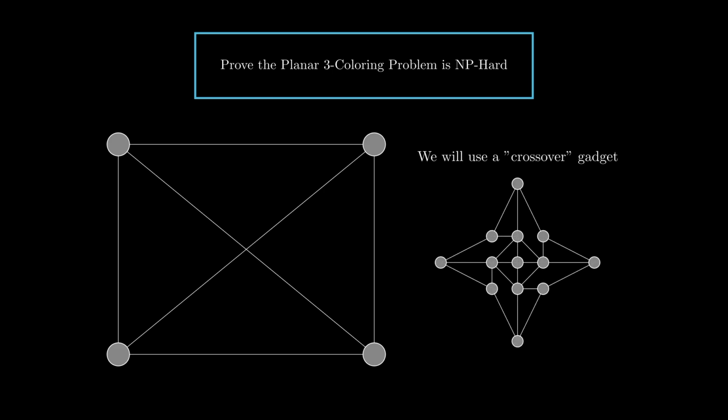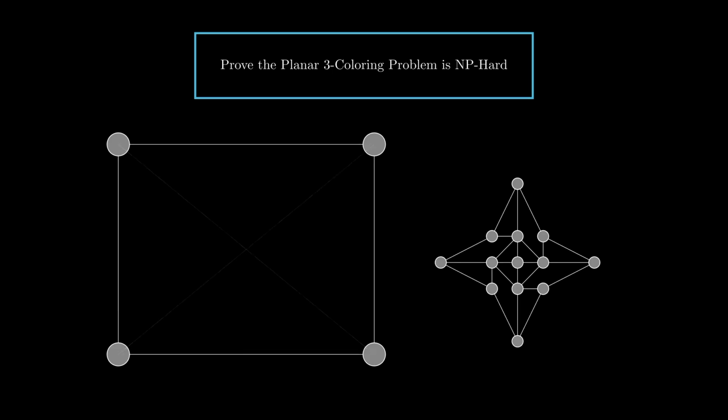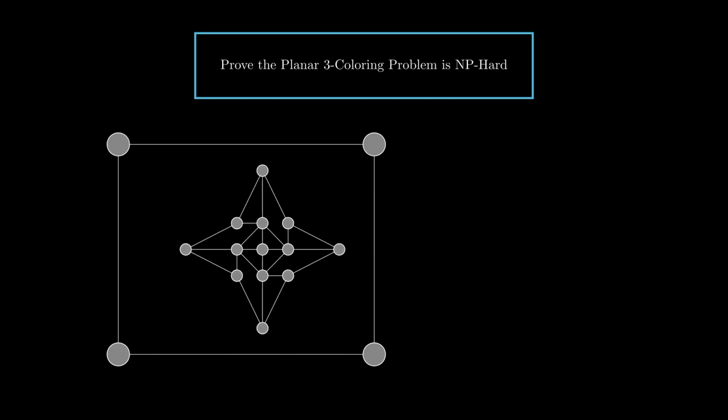So now we can utilize this crossover gadget to eliminate crossings, right? So for example, in our example graph, we can get rid of the two edges that cross together and then replace it with our crossover gadget.